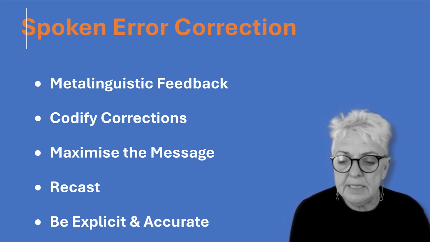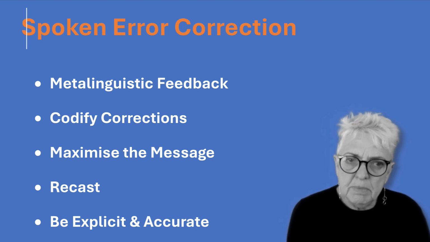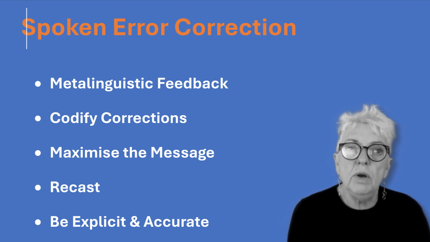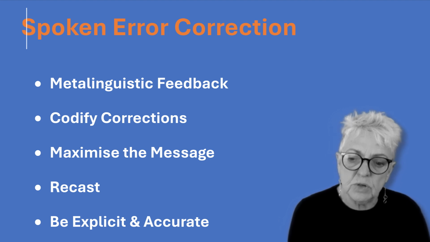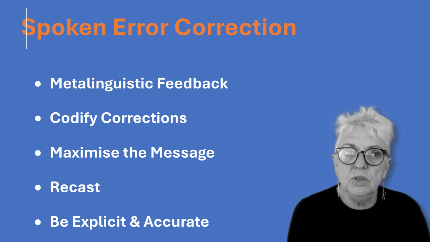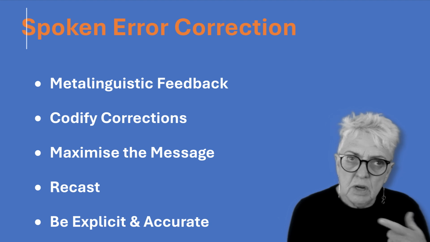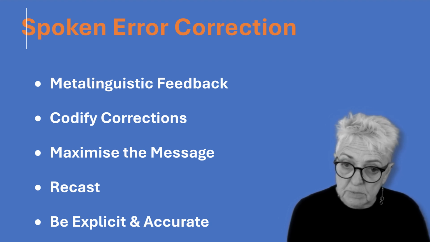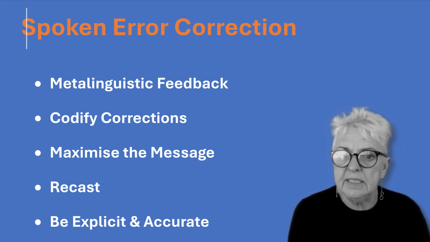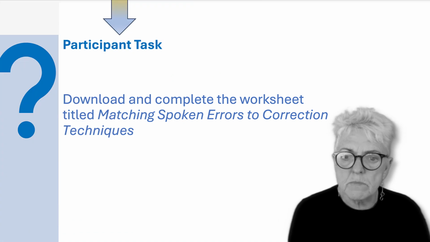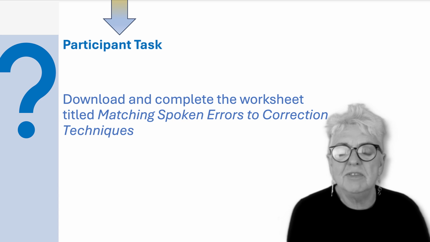Be very explicit and accurate. There's a very odd phenomenon where teachers indicate an error, but they don't actually correct the student. Or if the student self-corrects, be clear to them if they've got it right or not. Has the student got it right? Are they being accurate? It's very odd, but a lot of teachers, the student corrects themselves, but they're still not sure because the teacher hasn't said correct. So be explicit. Okay.